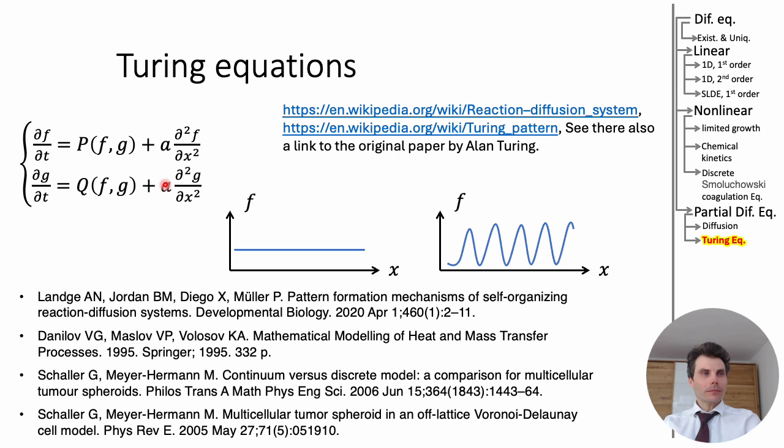They both have some sources and some sinks in the media in which they are diffusing, and they both have the diffusion term. And Alan Turing proved that for some reaction terms P and Q, the uniform distribution of both F and G is not stable anymore. If there was no interaction and no sinks, and actually sinks are irrelevant for this case, the uniform distribution between the boundaries of the region in which the diffusion takes place would be the stable solution.